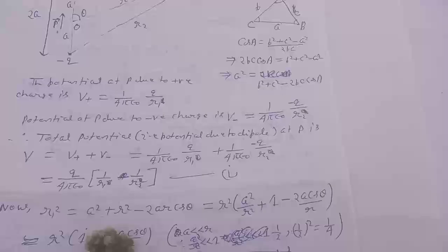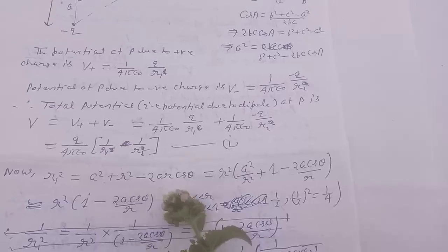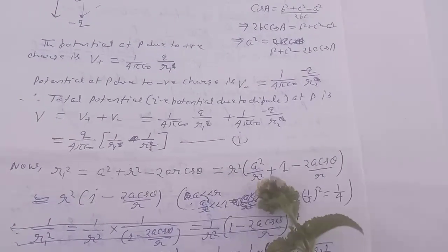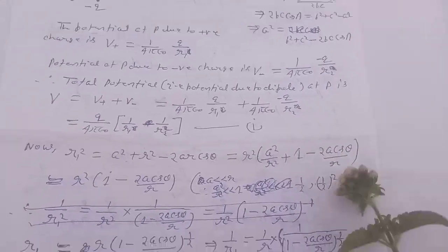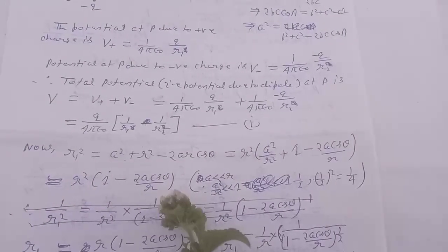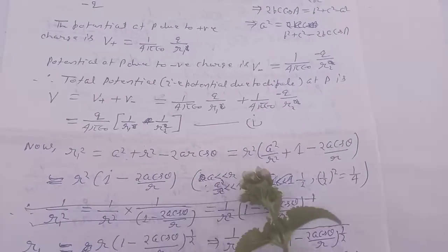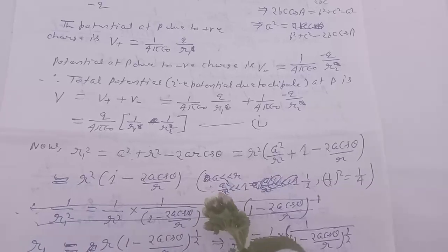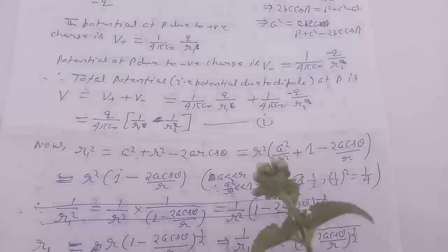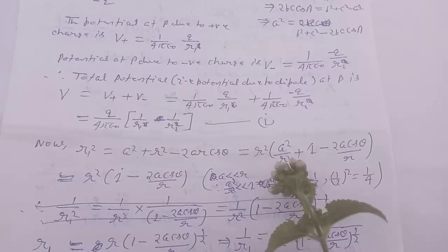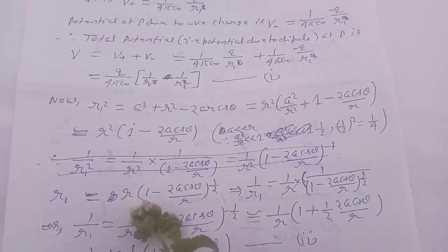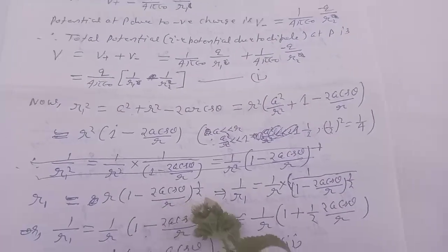Now from this figure, first we calculate the value of R1. R1 square equals A square plus R square minus 2AR cos theta, equals R square into (A square by R square plus 1 minus 2A cos theta by R), which is approximately R square into (1 minus 2A cos theta by R), because when A is very much less than R, A square by R square is very much less than 1. So A square by R square is neglected with respect to the other terms.